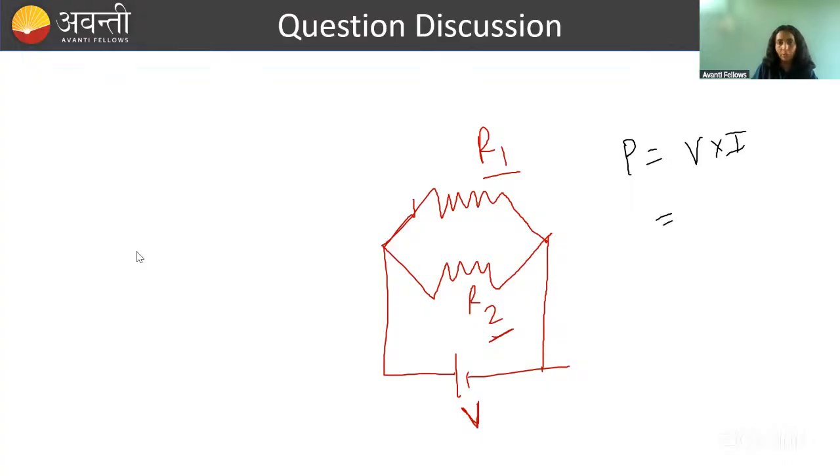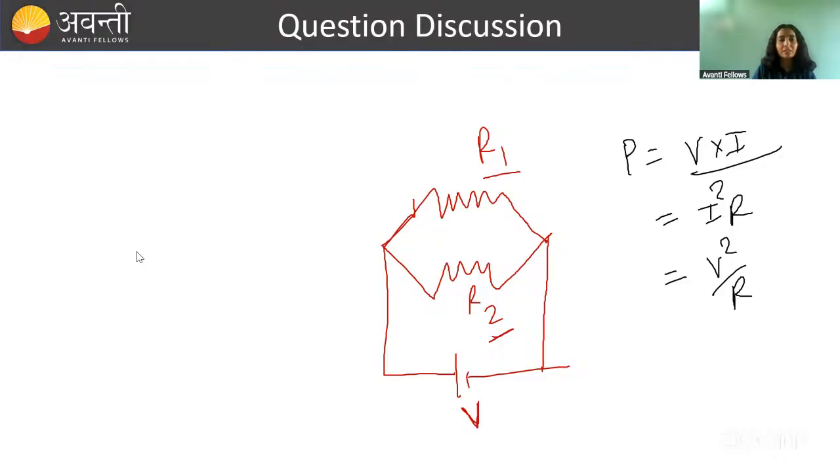It can be written in two different ways, this basic formula. If you break V into IR, you will get I square R. If you break I into V by R, because I can be written as V by R, you will get the power formula V square by R.